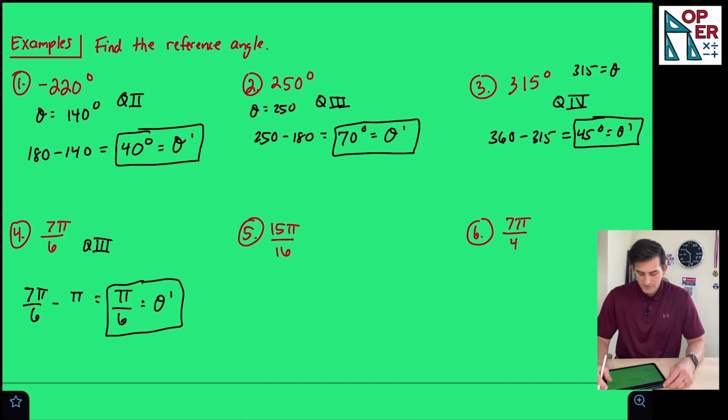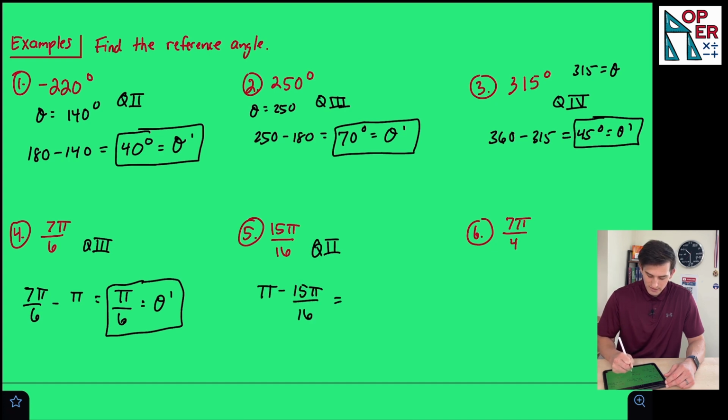And for number 5, we have 15 pi over 16, so not quite to 1 pi. That would be 16 pi over 16. So this tells me this is going to be in quadrant number 2. In this case, we take pi and subtract 15 pi over 16, and that gives us pi over 16 as our reference angle theta prime.